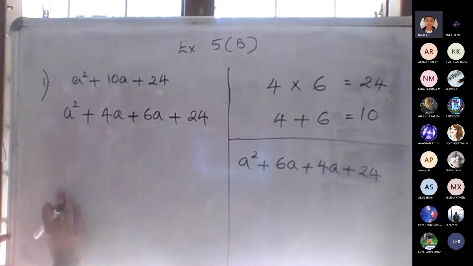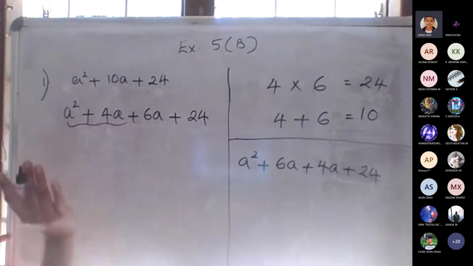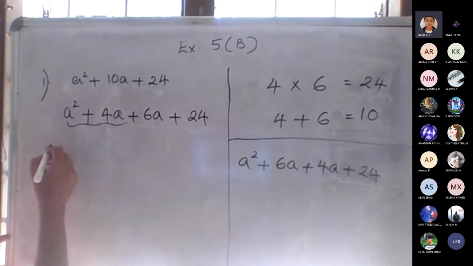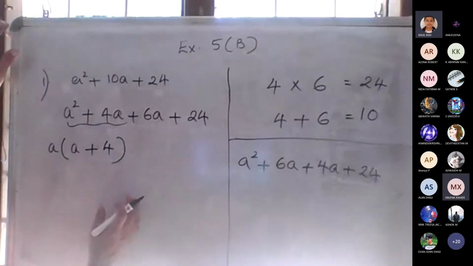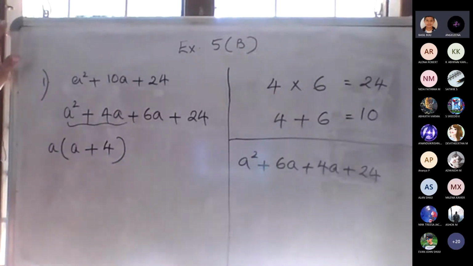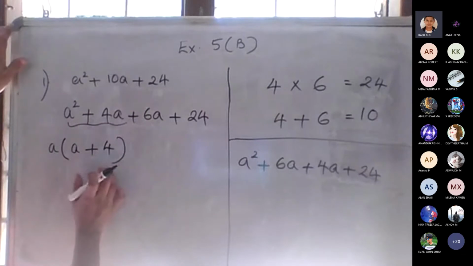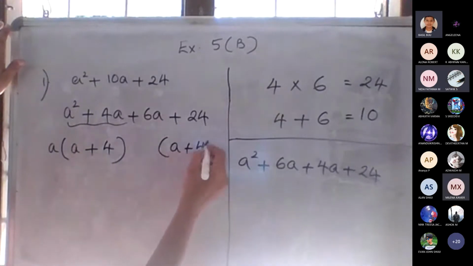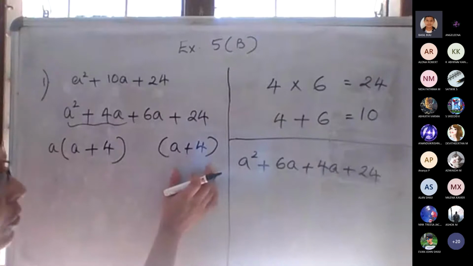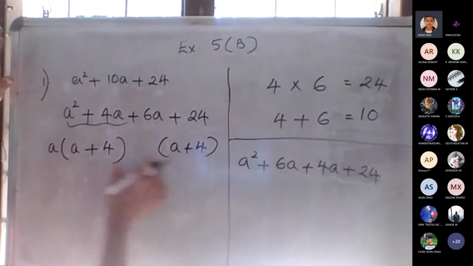So a square plus 4a. From these two, don't write first. After that we can write a square plus a, a plus 4. Then 6, next we have to write a plus 4 also. Practice like this way, because if you practice like this way, then it will be easy for you to do the next problems. That's why practice like this way.